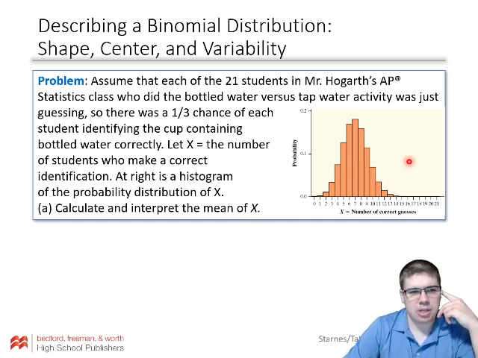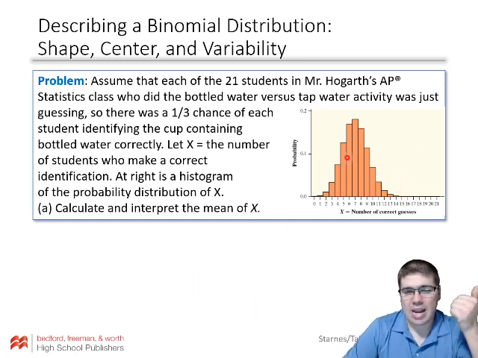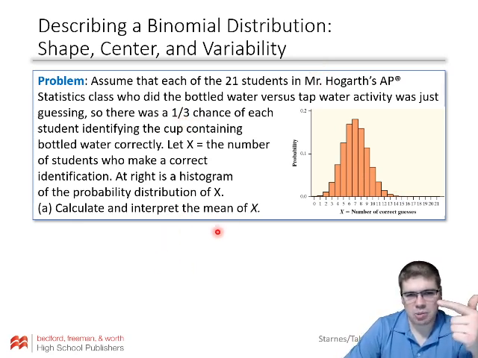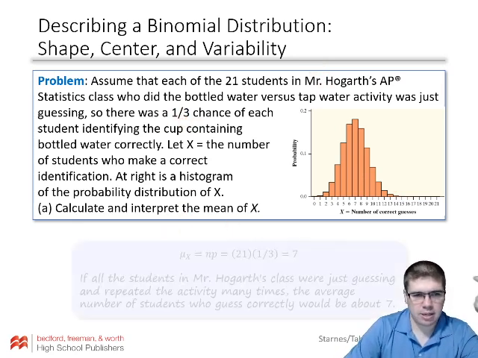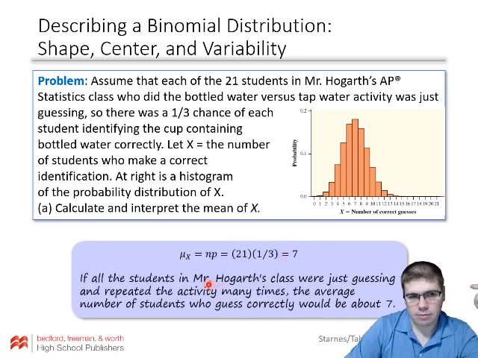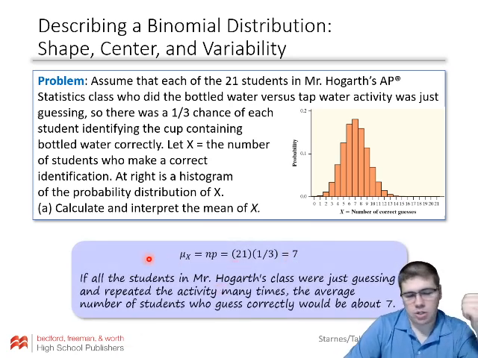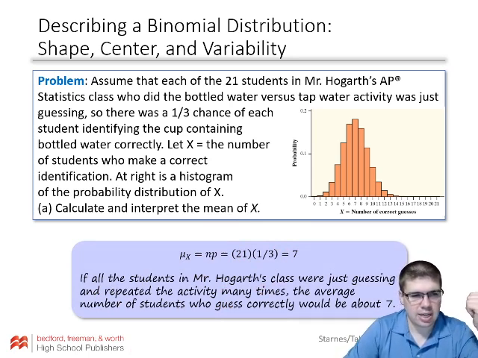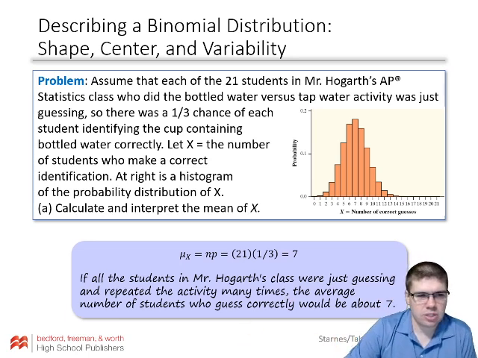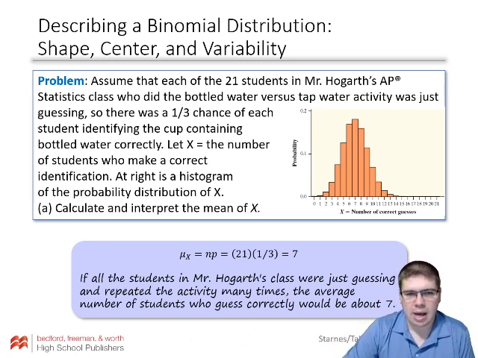So calculate and interpret the mean. We had 21 trials and a 1/3 chance of success. If we multiply those two, that gives us the mean, 7. That's n times p. To interpret that, if all the students in Mr. Hogarth's class were just guessing and repeated the activity many times, the average number of students who would guess correctly would be about 7.